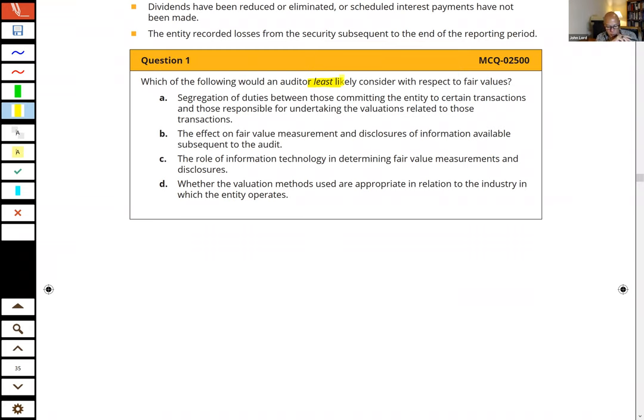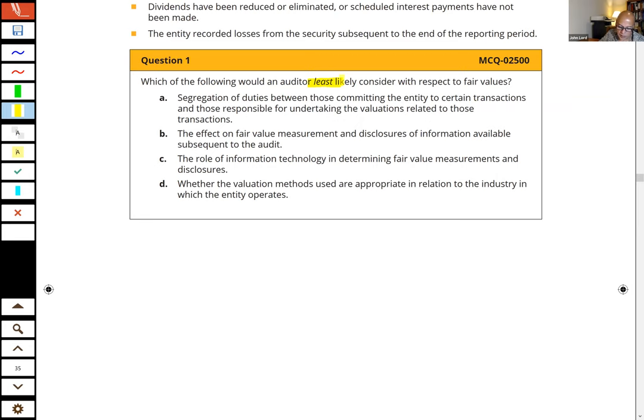So the way to guard against missing that word least is, of course, to read the question carefully up front, but also read carefully through all the choices, because when you do, all of a sudden you'll think, wait a minute, there's two right answers here. Then you look back and say, oh, it said least likely. Okay, so which of the following would an auditor least likely consider with respect to fair value?